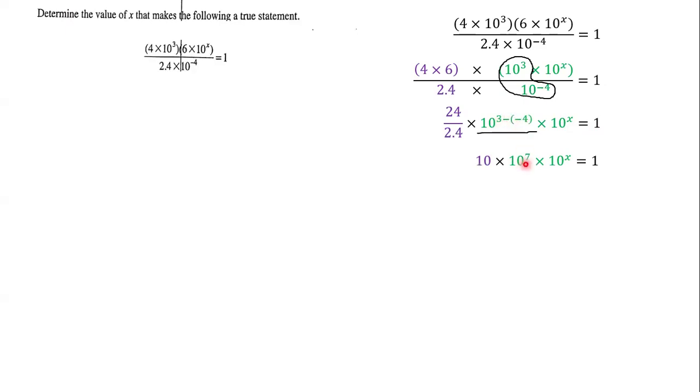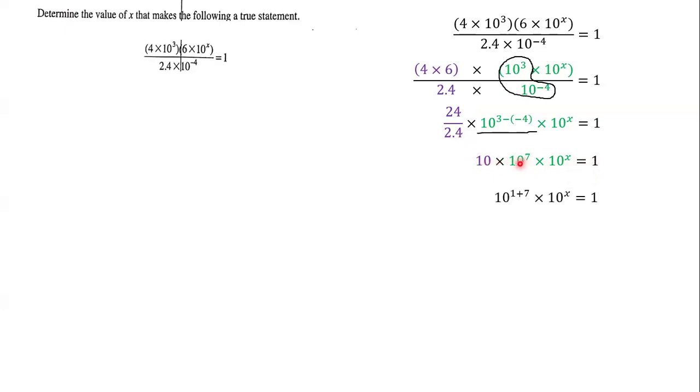And so what do we have? Well, we have 10 to the power of 7 multiplied by 10 to the power of x. And we divide these two here. We have 24 divided by 2.4, and that gives us 10. And so we have 10 times 10 to the power of 7 multiplied by 10 to the power of x, and that's equal to 1.